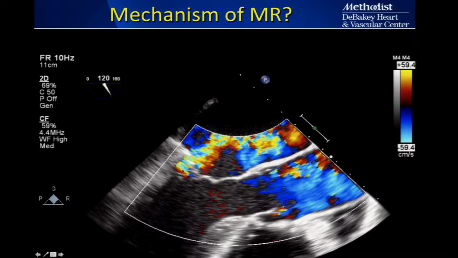This is a posterior leaflet perforation. And in fact, through the middle of the valve at the coaptation point, there's no problem. So there's not even a pixel of coaptation MR. It's all perforation.